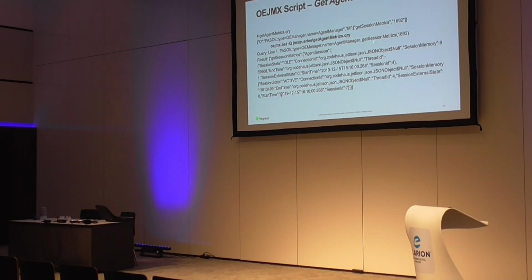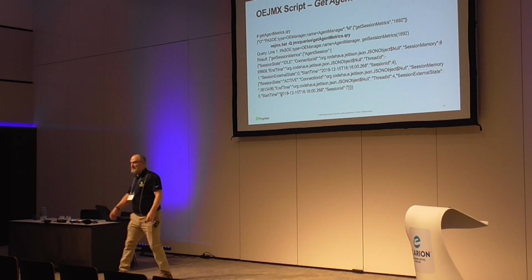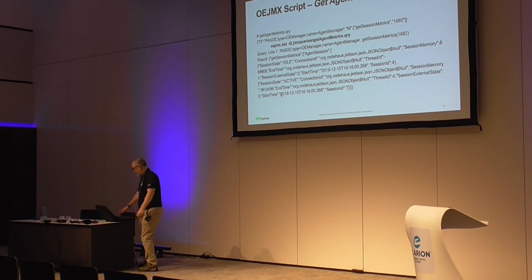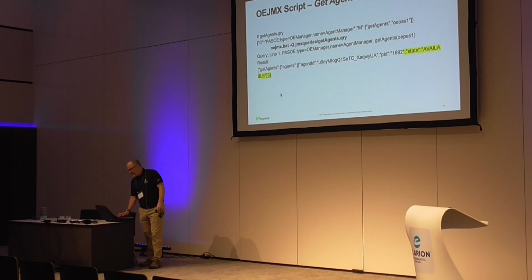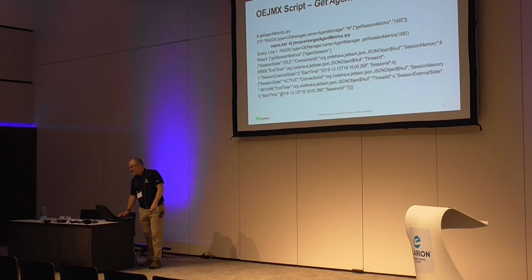What are we looking at here? Get me some session metrics for 1692. So go to the agent, find the agent with PID 1692, and tell me everything that is of interest in there. And by the way, that 1692 is the PID from here, but you could put in the agent ID also. They both work in that query.